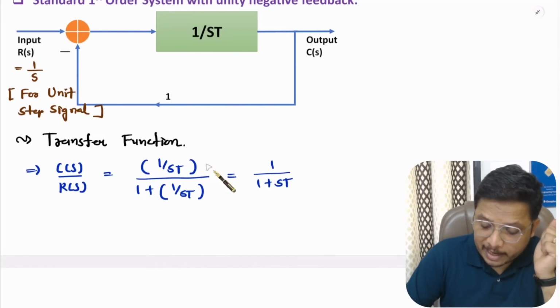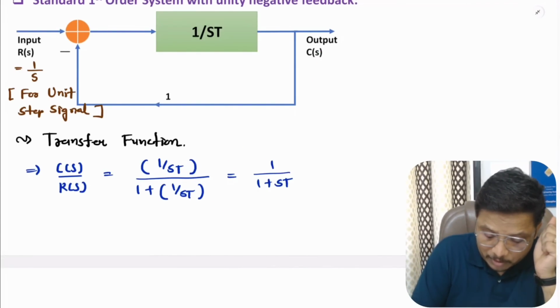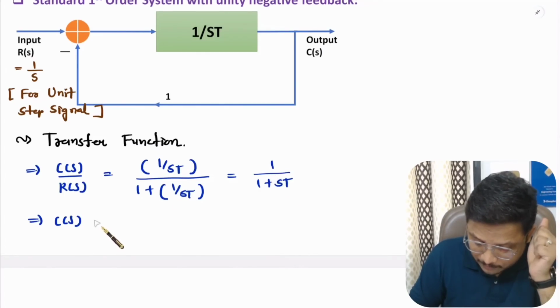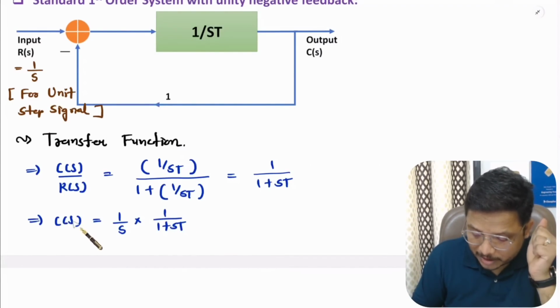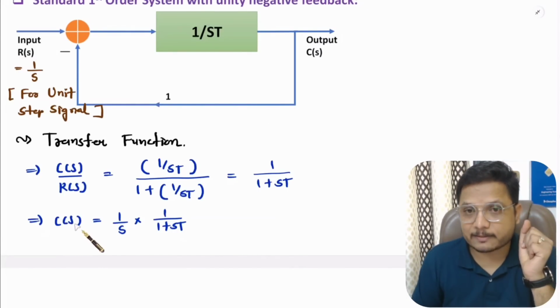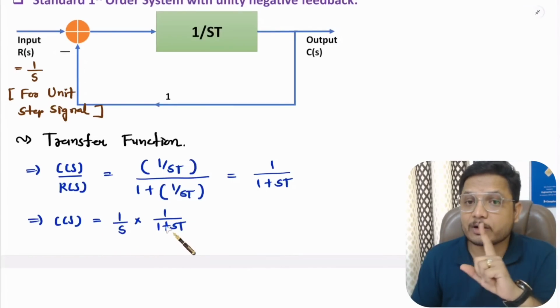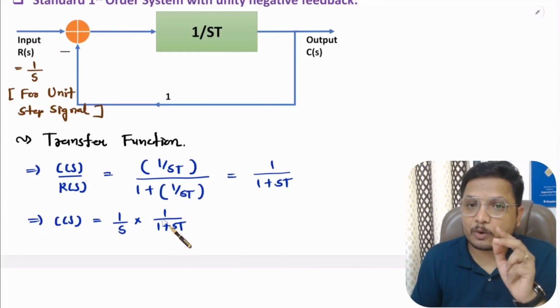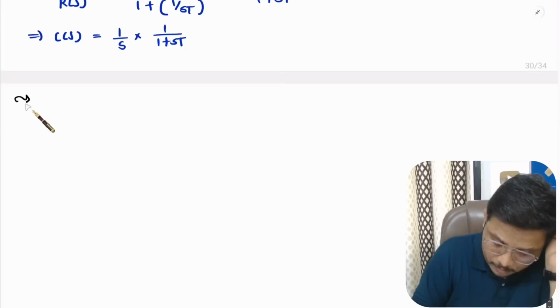We need to identify the output C(s). Here the input R(s) is 1 by s. So what is the output C(s)? C(s) is R(s) into the transfer function. R(s) is 1 by s and the transfer function is 1 by (1 plus sT). So now we have the output in the Laplace domain. To get the output in the time domain, we need to apply the inverse Laplace. But in multiplication, we cannot apply inverse Laplace. So to make it in additive form, we need to apply partial fraction expansion.